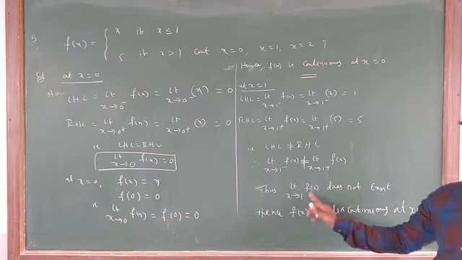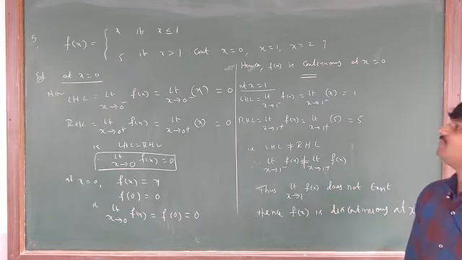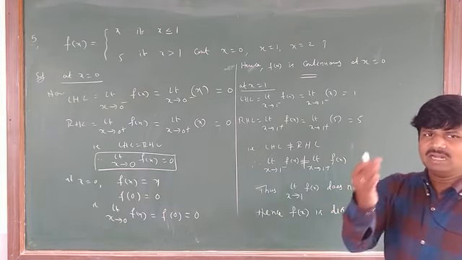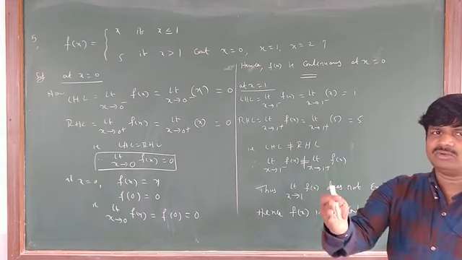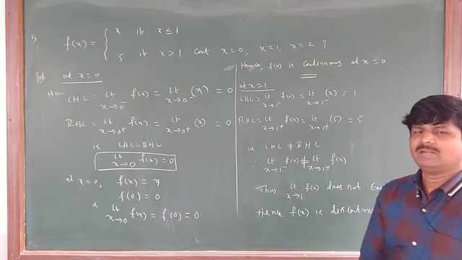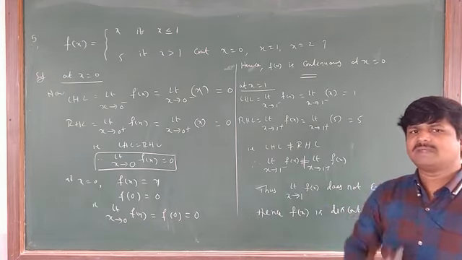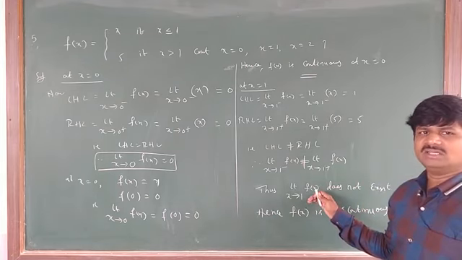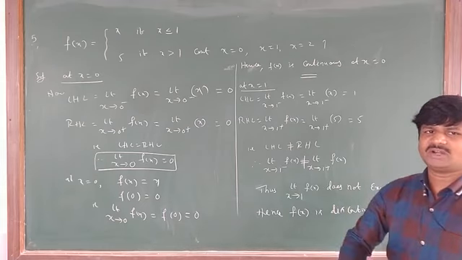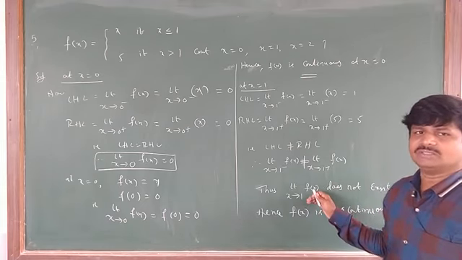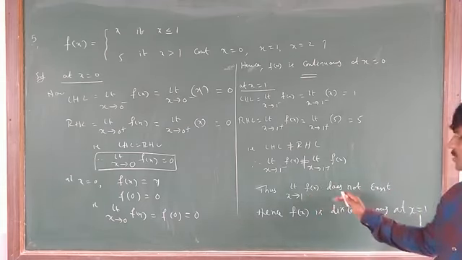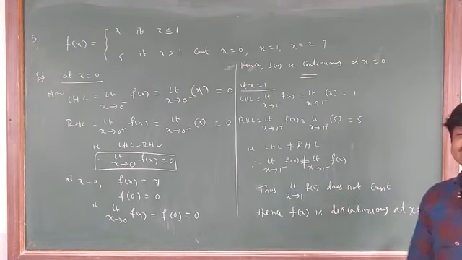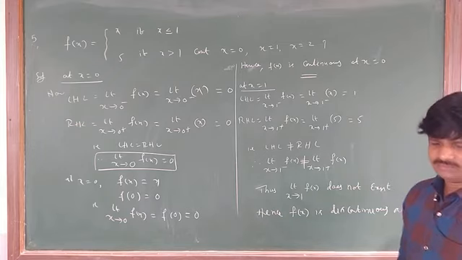To say that the function is continuous at x equal to 1, the limit must exist, and the limit value must be equal to f of 1. The limit at 1 and f of 1 both must be equal. But here the limit does not exist. By the definition of continuity, it is not continuous, that is, discontinuous at x equal to 1. Understand? Next.